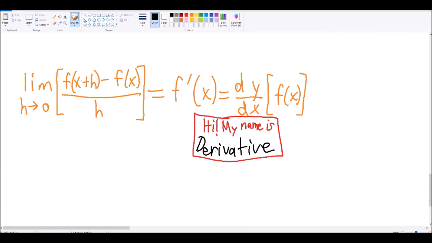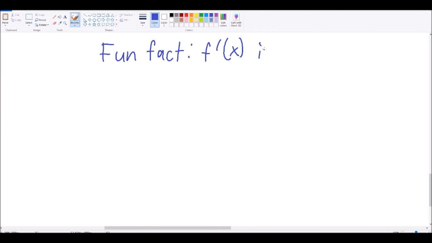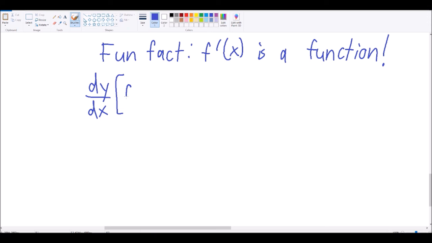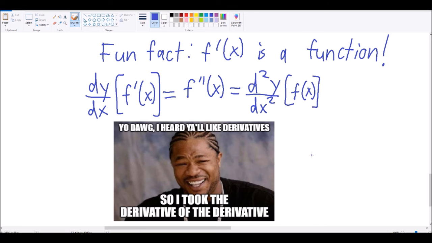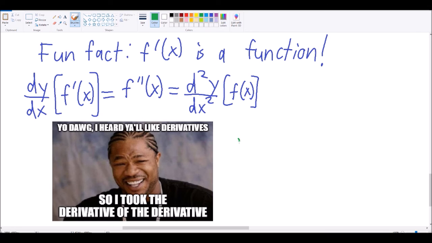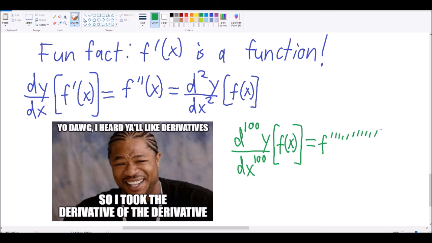Here's a fun fact. Since f prime is a function, there is absolutely nothing wrong with taking the derivative again. If you started with the function f of x, here's how you would show that you like derivatives, so you took the derivative of the derivative. And of course, you could take the derivative again and again, no problem. Usually what happens if you're taking, say, the 100th derivative, you wouldn't put 100 tick marks. You'd usually see something like this.